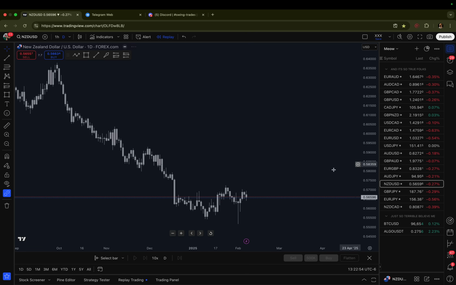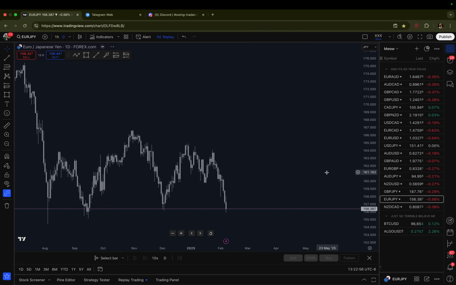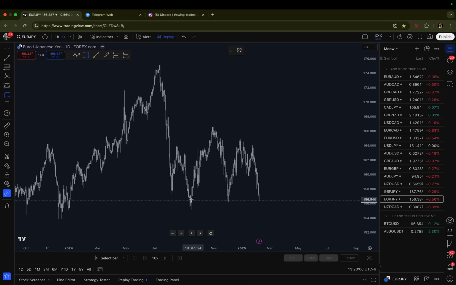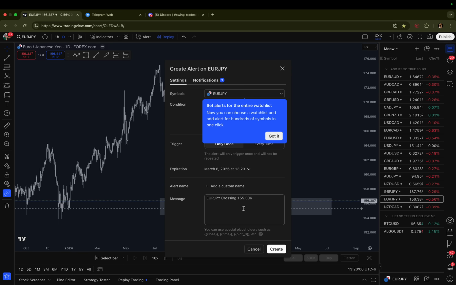GA, Euro GBP, NZD USD, GBP JPY, Euro JPY. This looks pretty decent. I could see this actually working. I didn't know she got there last week. Let me set my alert. I'm gonna set my alert all the way down here.